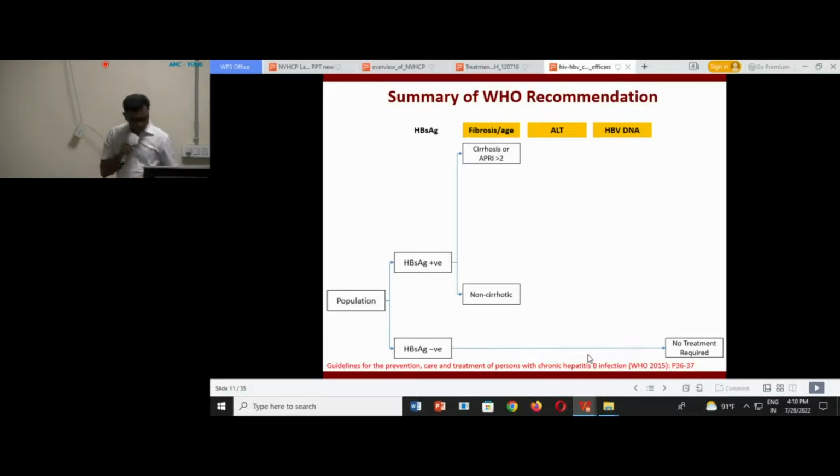And then we do ALT and HBV DNA. But for cirrhosis, once there is cirrhosis, irrespective of DNA levels or ALT levels, all the patients need treatment. So we have to give treatment for all those patients with cirrhosis. Once they are diagnosed with cirrhosis, for hepatitis B, we have to treat them.